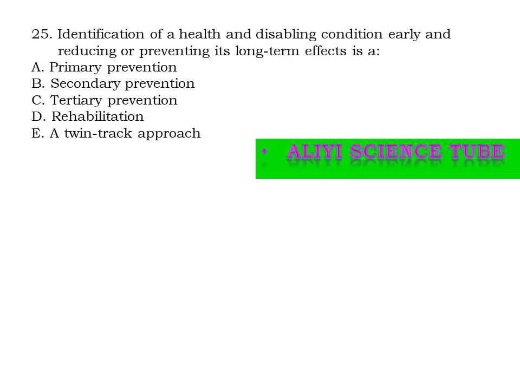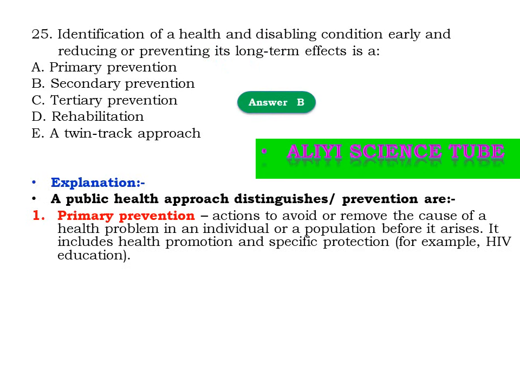Question number 25. Identification of health and disabling conditions early and reducing or preventing their long-term effect is A. Primary prevention, B. Secondary prevention, C. Tertiary prevention, D. Rehabilitation, E. A twin track approach. So the answer is B, secondary prevention. Let us see.